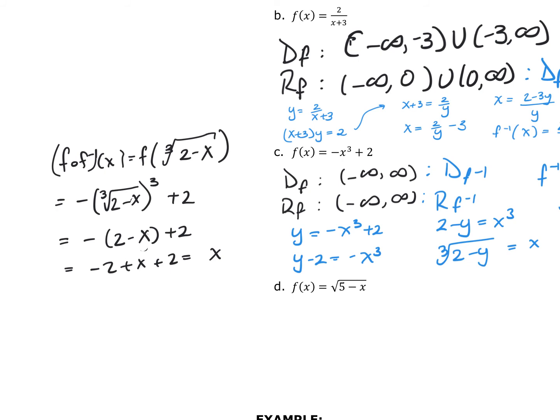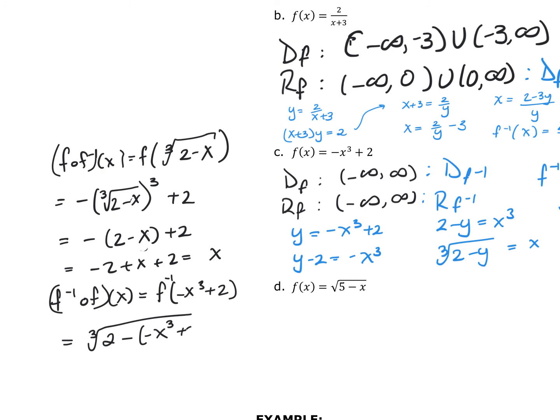Let's take a look at my last composition. So I have f inverse composed with f of x. I need to slow down. And this is going to be f inverse of negative x cubed plus 2. So this is going to be the cube root of 2 minus (negative x cubed plus 2). The cube root of 2 minus becomes a plus x cubed minus 2. So this does indeed equal x. So I did find the actual inverse.